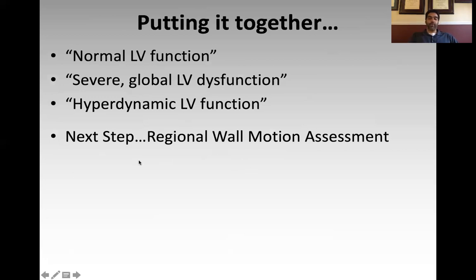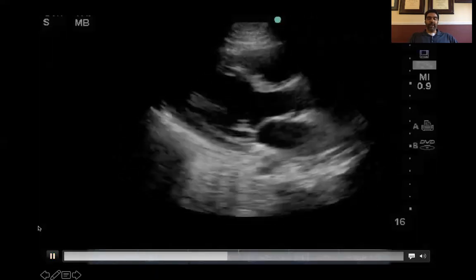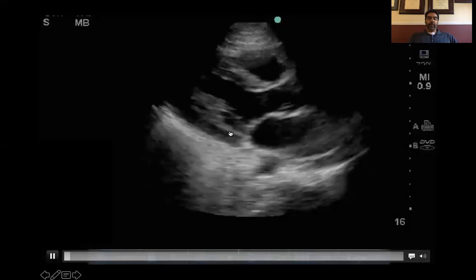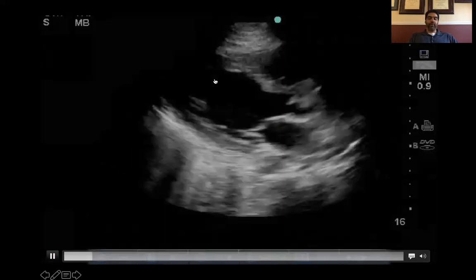And when we move on to looking at regional wall motion abnormalities and how to assess for that, we will talk about how to tie in regional wall motion assessment to your LV function. Okay, so here is a normal parasternal long axis again. This is a normal LV function. And if we break it down, we can look at all the components.